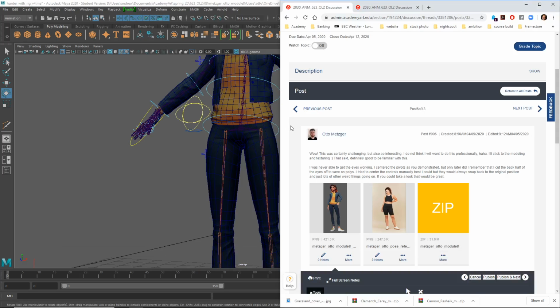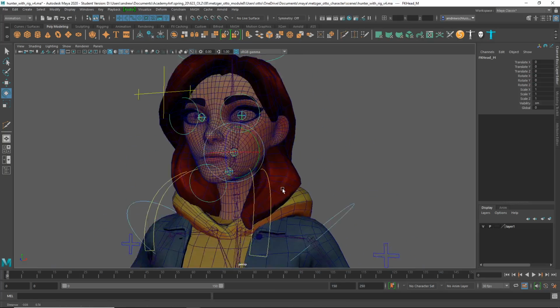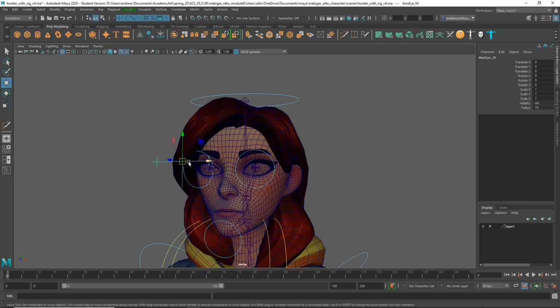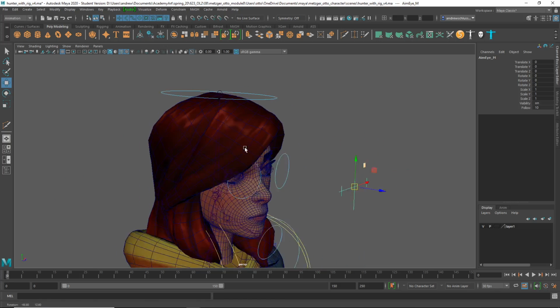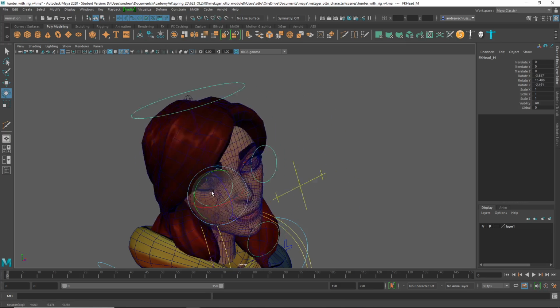The eyes working. I'm not sure I understand, because from what I can tell, they're working. That looks right to me. Well, maybe you can explain what's not working about them. Because I think they're alright.